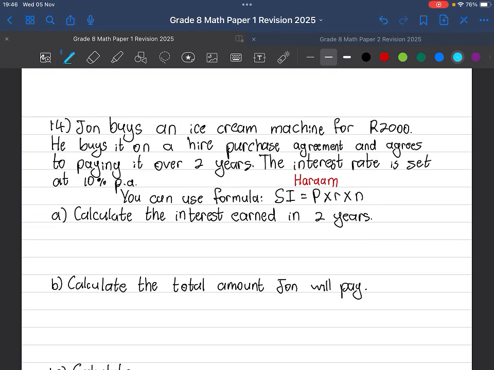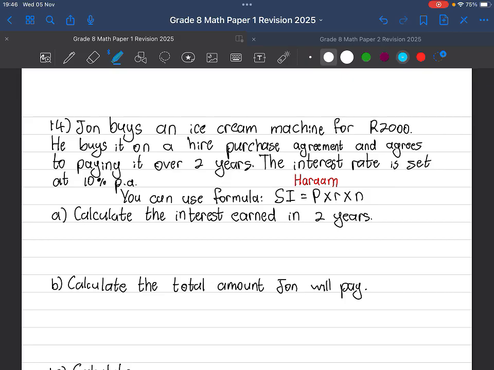The next question is a problem solving question. John buys an ice cream machine for 2000 Rand. He buys it on a hire purchase agreement and agrees to pay it over 2 years. The interest rate is set at 10% per annum.